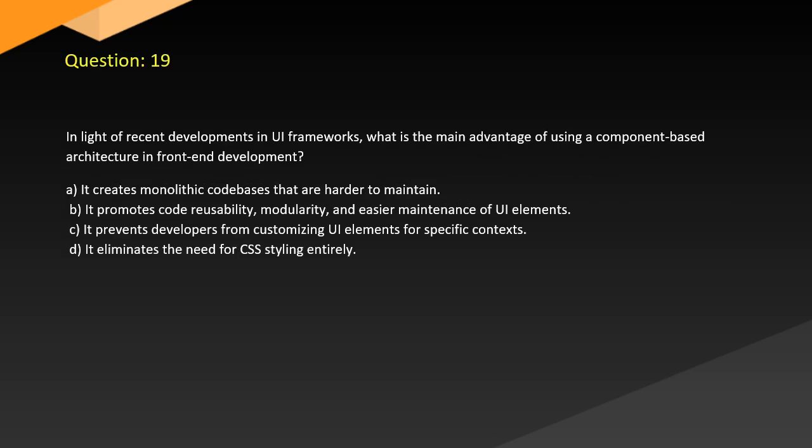Question 19. In light of recent developments in UI frameworks, what is the main advantage of using a component-based architecture in front-end development? A. It creates monolithic code bases that are harder to maintain. B. It promotes code reusability, modularity, and easier maintenance of UI elements. C. It prevents developers from customizing UI elements for specific contexts. D. It eliminates the need for CSS styling entirely.